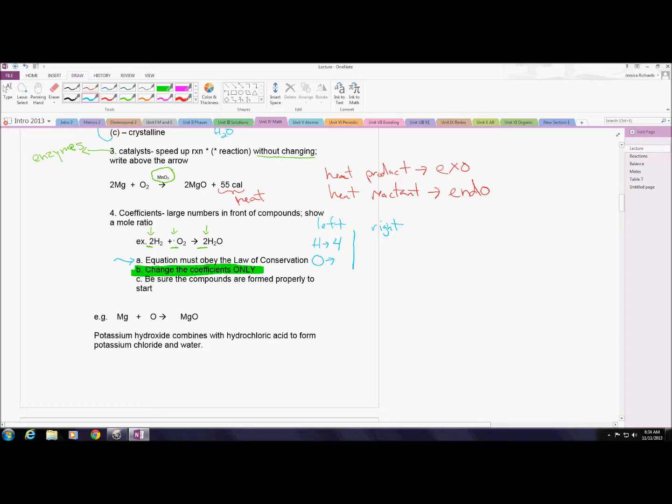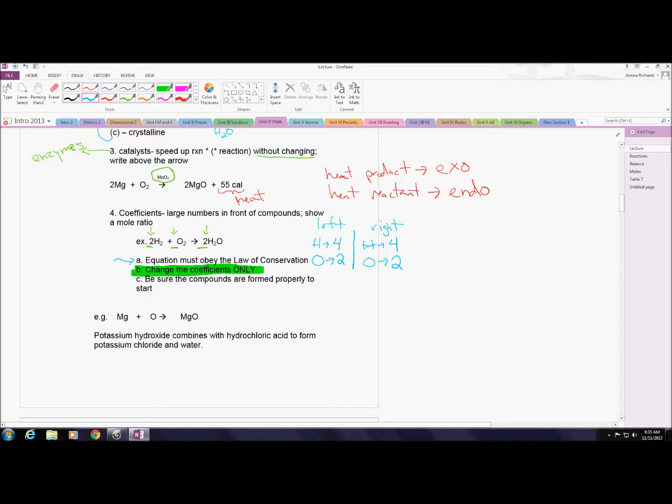And I have 1 piece of oxygen, which is made of 2 atoms. So I have 2 oxygen atoms total on the left. Then on the right, I'm going to count the same pieces. 2 molecules of water gives me 2 times the 2 atoms in each molecule, so for a total of 4 hydrogen atoms. And then 2 times the 1 atom of oxygen in water gives me a total of 2 oxygen atoms. 4 atoms of hydrogen on the left, 4 on the right. 2 atoms of oxygen on the left, 2 on the right. These match. It obeys the law of conservation. This is a balanced equation.